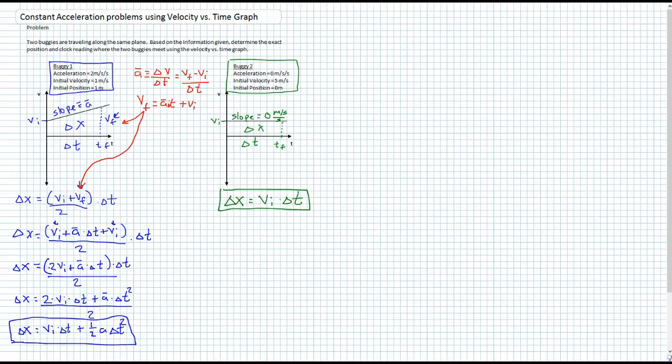So here is where we actually need to start being thoughtful, and this is where most people get stuck. The common mistake on these problems is people setting the displacements of both buggies equal to each other and trying to solve, but that is not correct. That would be a hell of a coincidence for both of them to have had the same change in position. Seems really random. So what I need to do is come up with something better.